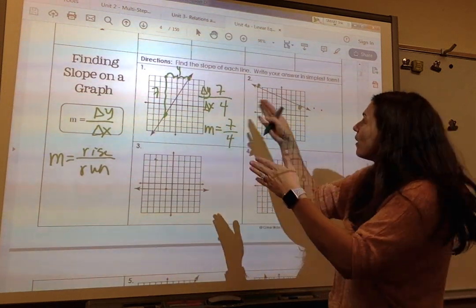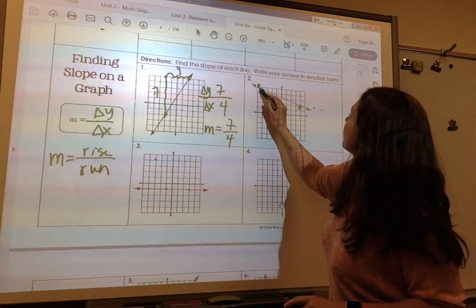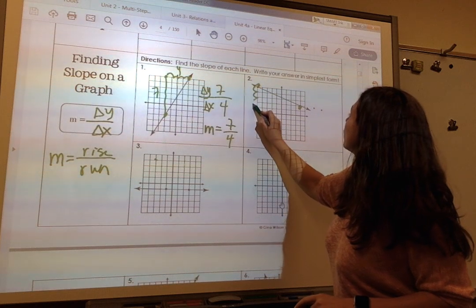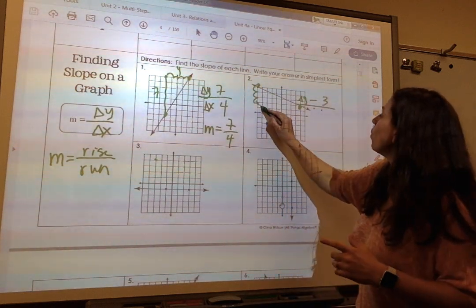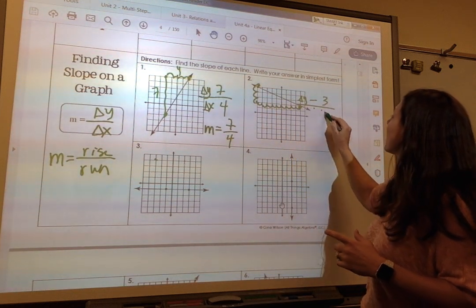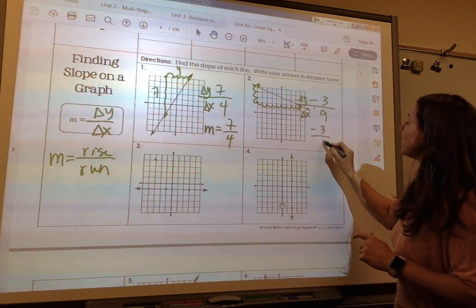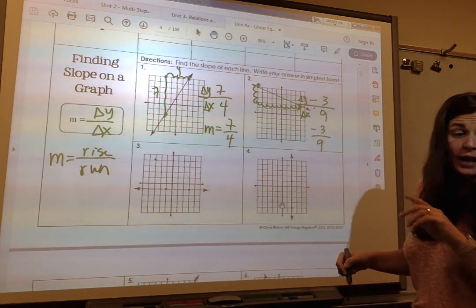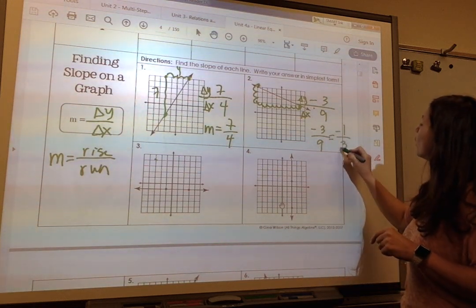So I'm going to read that graph left to right. So 1, I know it's negative. So he goes down how many times? 1, 2, 3. So negative 3 is my change in y. Over 1, 2, 3, 4, 5, 6, 7, 8, 9. So my change in x is 9. But am I going to keep it as negative 3 over 9? I'm not because it's not simplified. So I'm going to simplify it to negative 1 over 3.